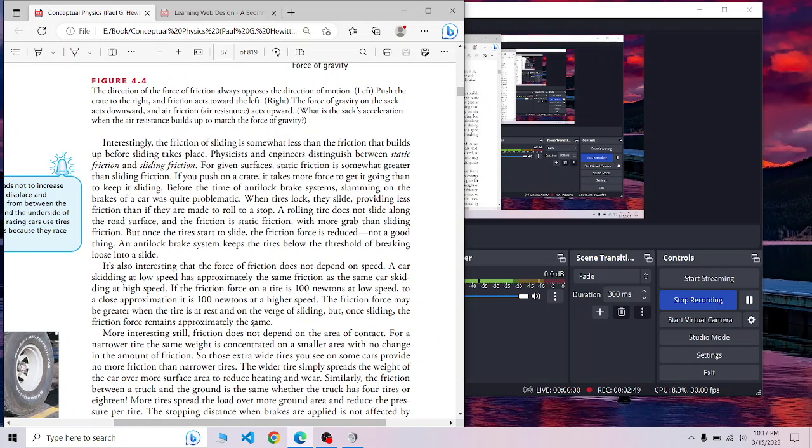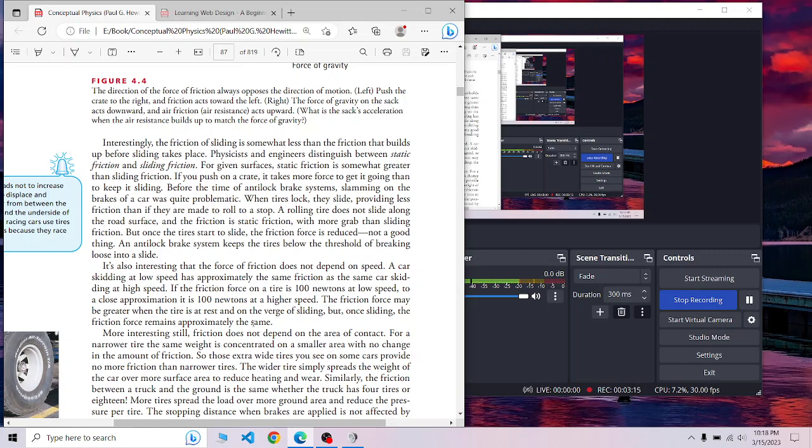Interestingly, the friction of sliding is somewhat less than the friction that builds up before sliding takes place. Physicists and engineers distinguish between static friction and sliding friction. For given surfaces, static friction is somewhat greater than sliding friction. If you push on a cart, it takes more force to get it going than to keep it sliding.